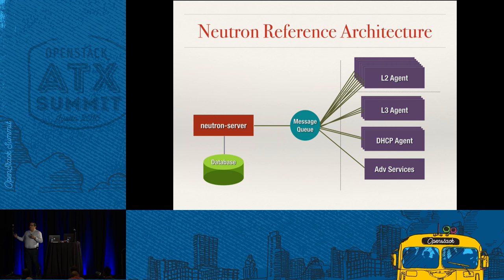So your basic Neutron reference architecture, right? You have your Neutron service that talks to the message queue or your message bus, which talks to all these different agents in your environment. So you have the L2 agent, L3 agent, DHCP agent, and other advanced services that you want to do, VPN, load balancer, and such.